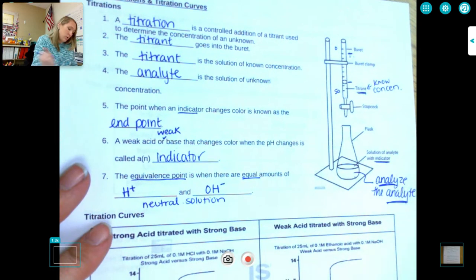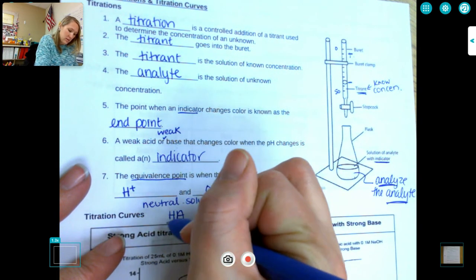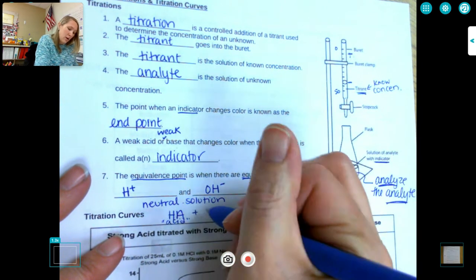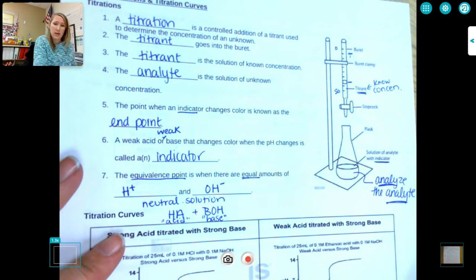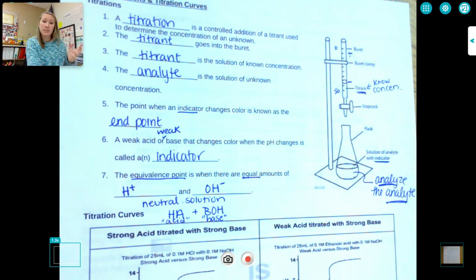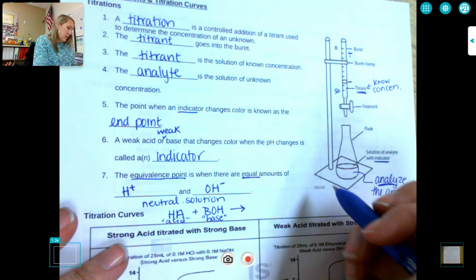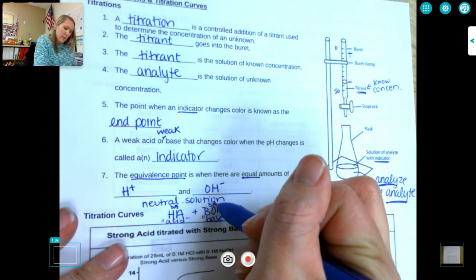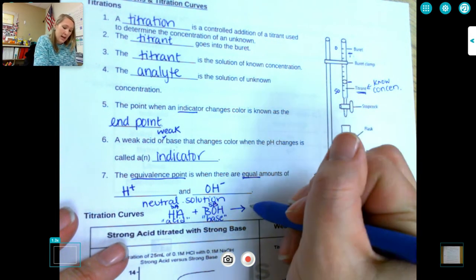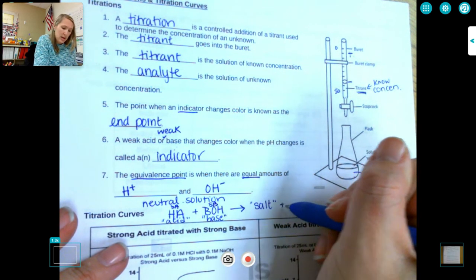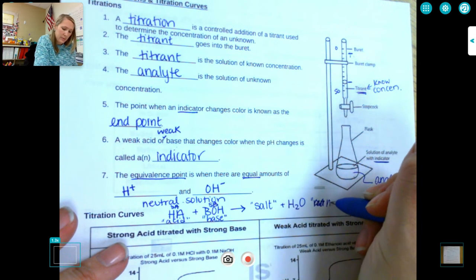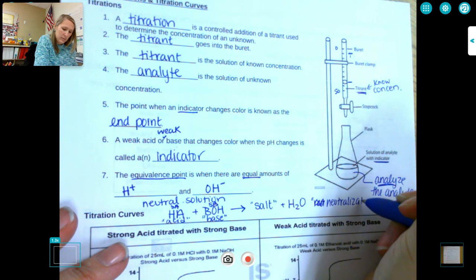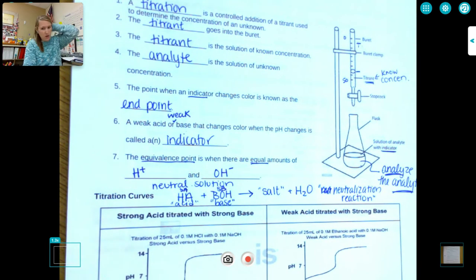When we're doing a titration, we are looking at an acid, HA, reacting with our base, usually some sort of BOH. It doesn't have to be an OH, right? We can have things like ammonium. They are always going to react together, especially if this is a strong acid with a strong base. They're always going to react together to make an ionic compound, which we call a salt, and water. And we say that this is a neutralization reaction, because we're neutralizing our acid and our base together.